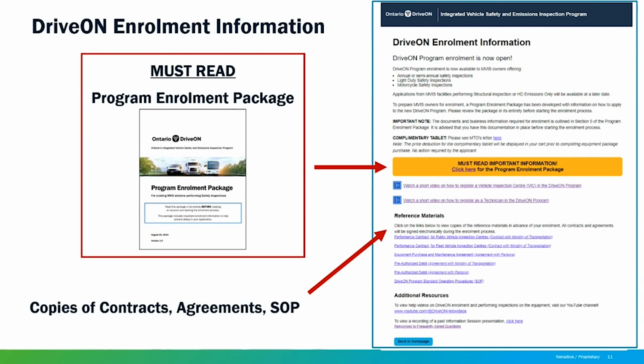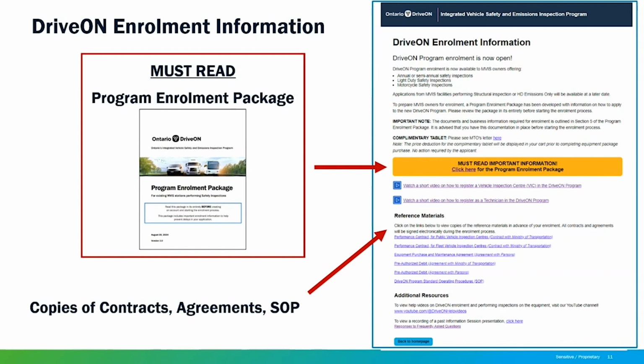Here you will find enrollment information, such as the program enrollment package, the recent letter that was sent to the MVIS industry by MTO, and copies of the contracts and agreements that will be electronically signed during your enrollment. The most important thing on this page is the program enrollment package that is highlighted in the orange must-read bar. It is very important that you review the program enrollment package prior to creating your account and starting your application.